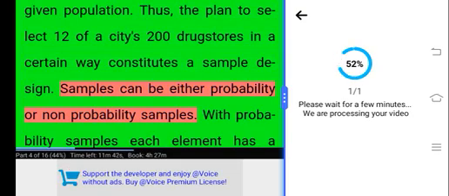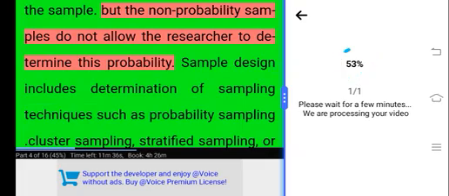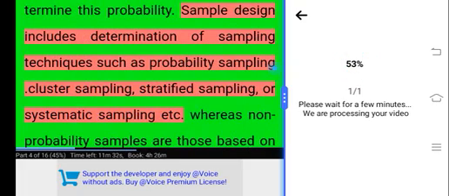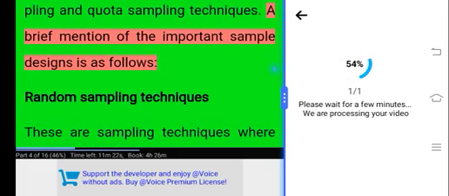Samples can be either probability or non-probability samples. With probability samples, each element has a known probability of being included in the sample. But the non-probability samples do not allow the researcher to determine this probability. Sample design includes determination of sampling techniques such as simple random sampling, cluster sampling, stratified sampling, or systematic sampling, etc. Whereas non-probability samples are those based on convenience sampling, judgment sampling, and quota sampling techniques. A brief mention of the important sample designs is as follows.